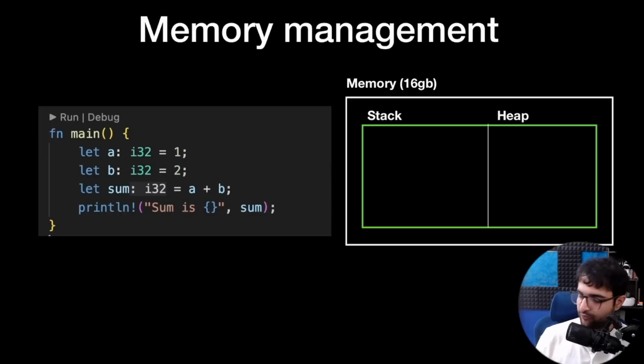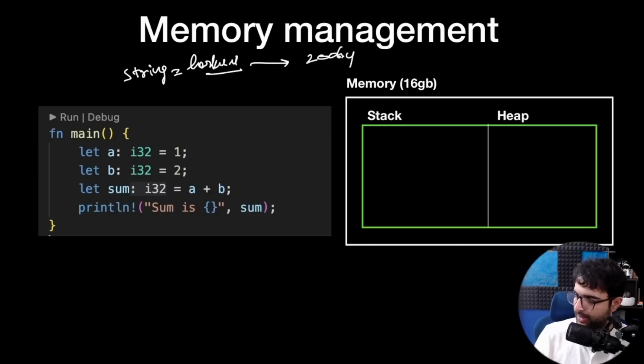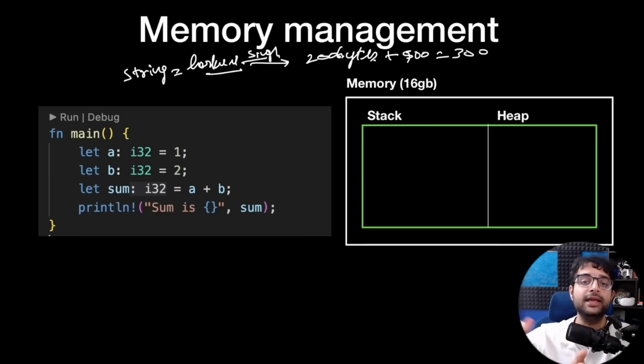But can I say the same for a string? A string can initially be Harkirat, which means it only needs, let's say, some random number, 200 bytes. But eventually I could add more things over here. I could make it Harkirat sing. Then I would need 200 plus 100 equal to 300 bytes. I might increase the size of a variable. I might decrease the size of a variable.